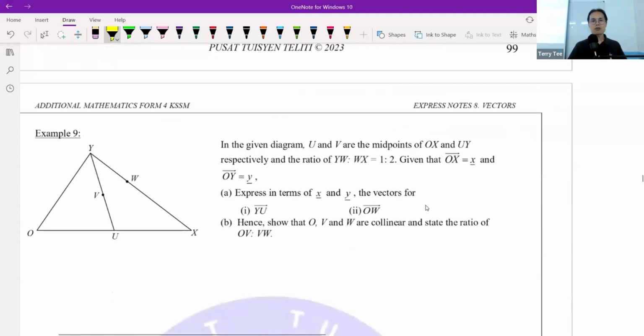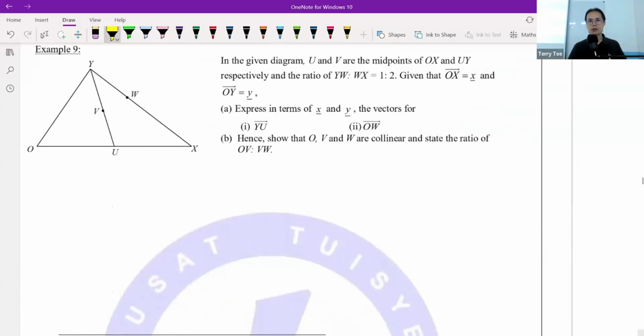So now let's look at one example. Example number 9. Here, in this diagram, U and V are the midpoints of OX and UY. The ratio YW is 1, WX is 2, OX is X, and U is a midpoint. So this should be a half X. And this is your OY.